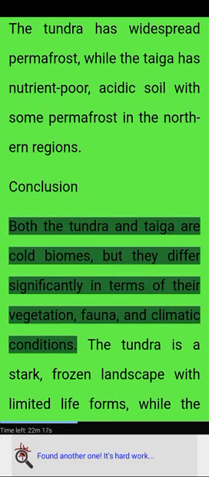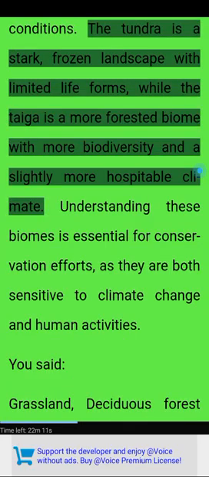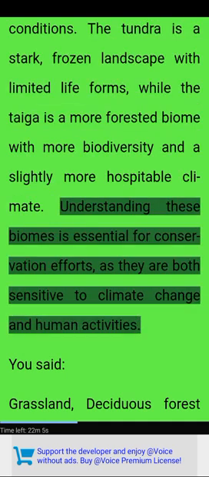Conclusion: both the tundra and taiga are cold biomes, but they differ significantly in terms of their vegetation, fauna, and climatic conditions. The tundra is a stark, frozen landscape with limited life forms, while the taiga is a more forested biome with more biodiversity and a slightly more hospitable climate. Understanding these biomes is essential for conservation efforts, as they are both sensitive to climate change and human activities.